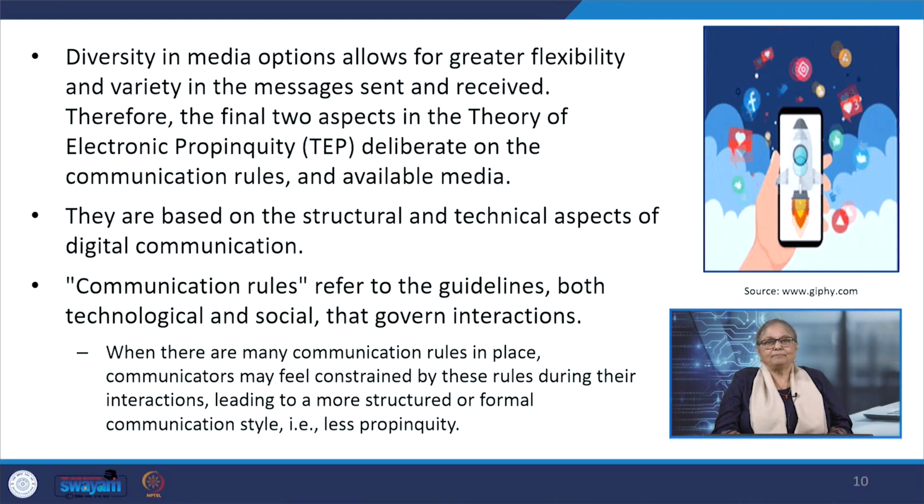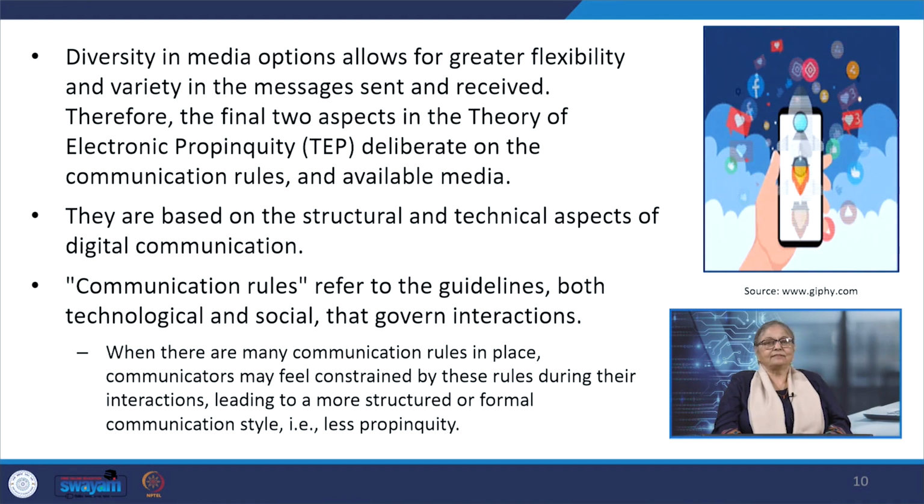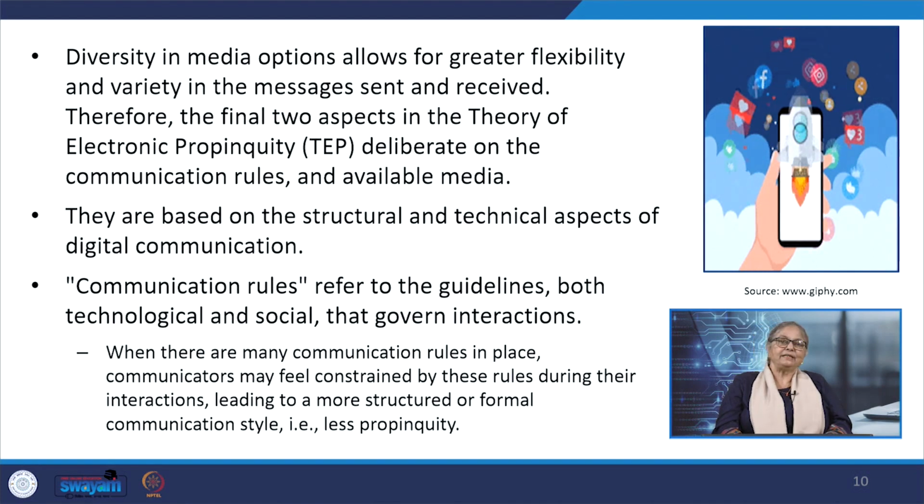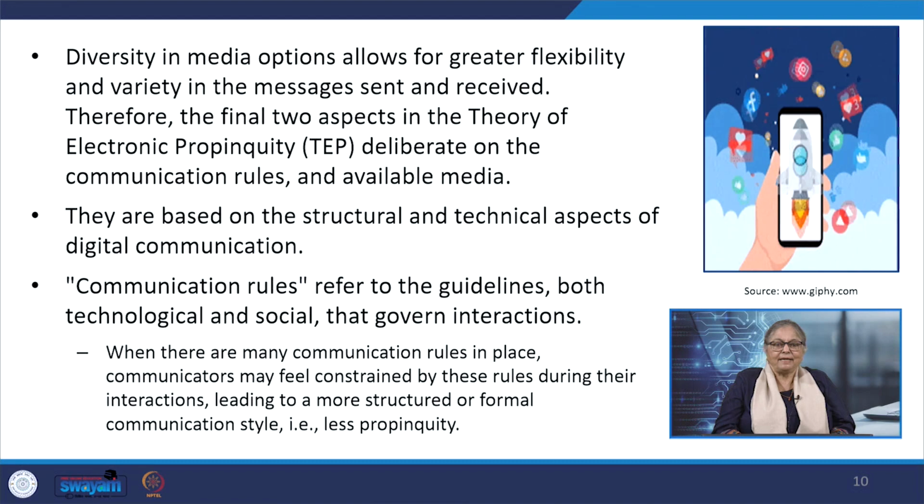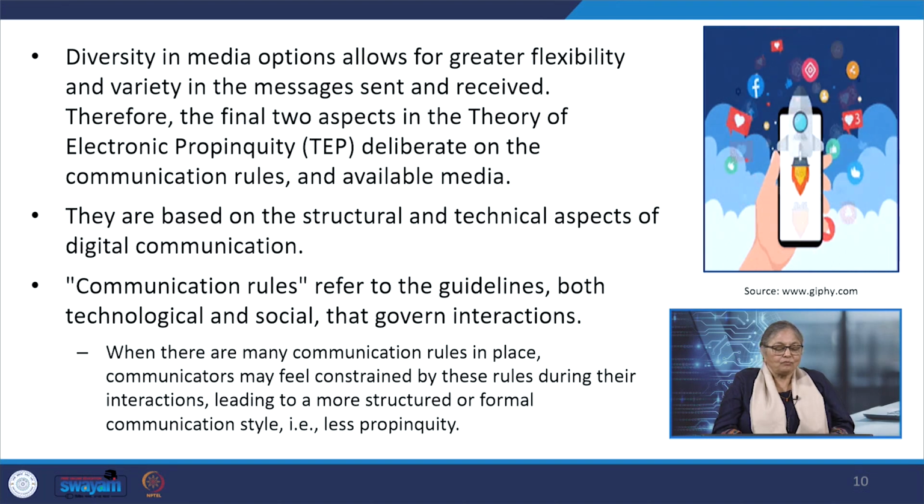Therefore, the two final aspects in the theory of electronic propinquity deliberate on the communication rules and available media. These aspects are based on the structural and technical aspects of digital communication. Communication rules refer to the guidelines, both technological and social, that govern our interaction. When there are many communication rules in place, communicators may feel constrained by these rules during their interactions, leading to a more structured or formal communication style. That means it would result automatically in less propinquity.